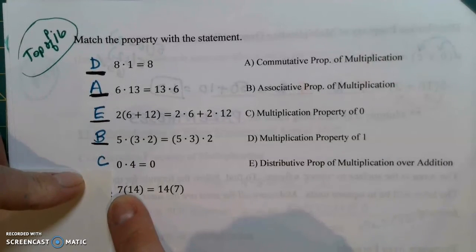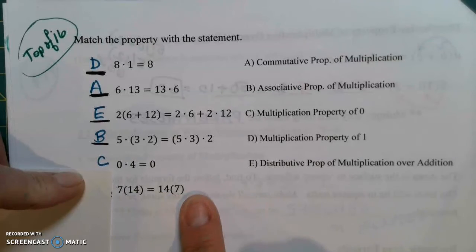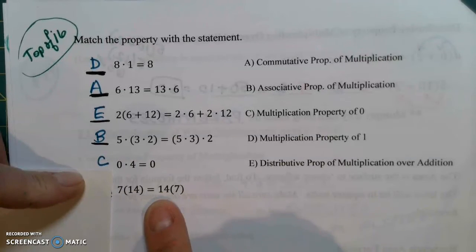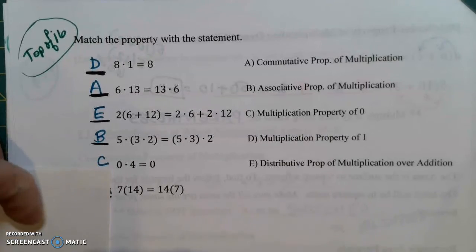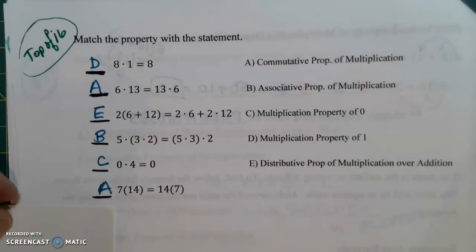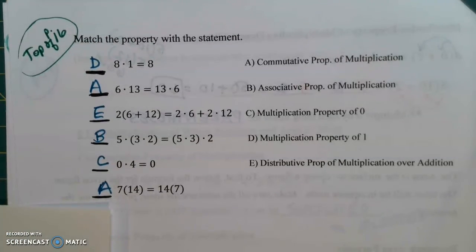And then the last one, 7 times 14 equals 14 times 7. So remember that those parentheses mean multiplication. So this is another way that I can write the commutative property. So that is going to be A for that.